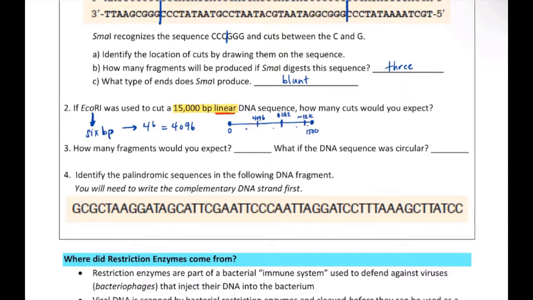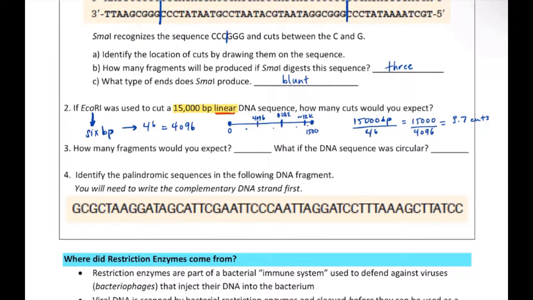So here's how I do the math for this, because I don't have to draw a picture every time. If it's a 15,000 base pair sequence, I'm going to divide that by my probability. My probability was 4 to the 6. In other words, I'm going to take 15,000 and divide it by 4,096, and I'm going to end up with 3.7 cuts, but you can't have a partial cut. So I'm just going to round that.